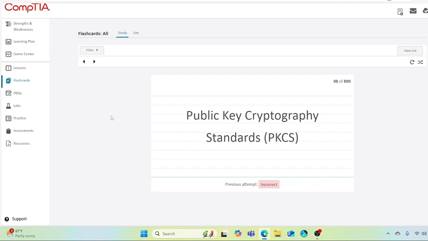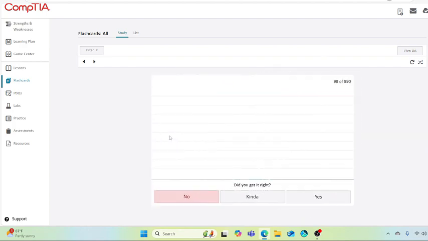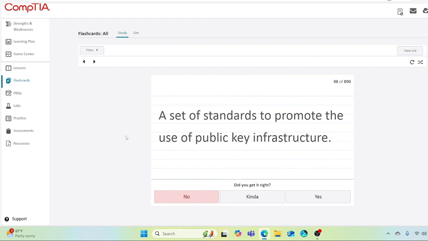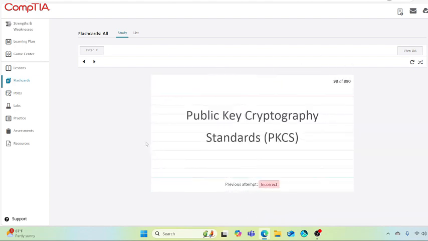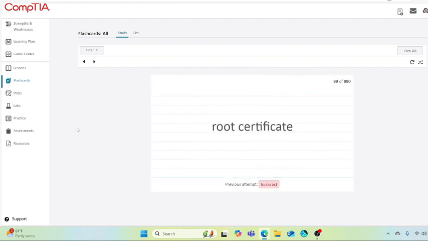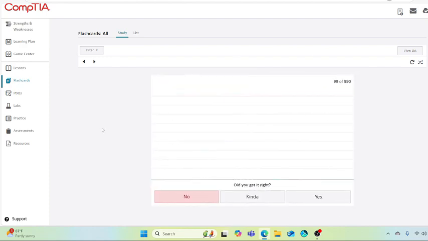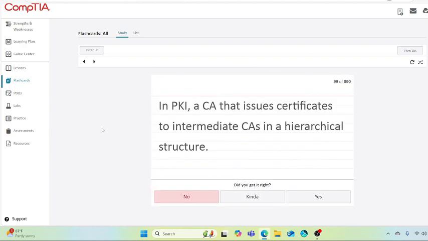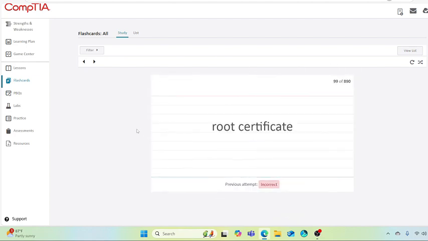Public key cryptography standards, PKCS. A set of standards to promote the use of public key infrastructure. Root certificate. In PKI, a CA that issues certificates to intermediate CAs in a hierarchical structure.